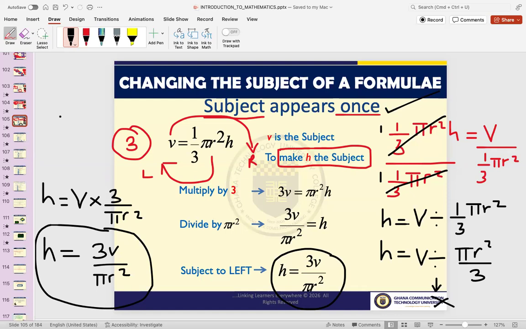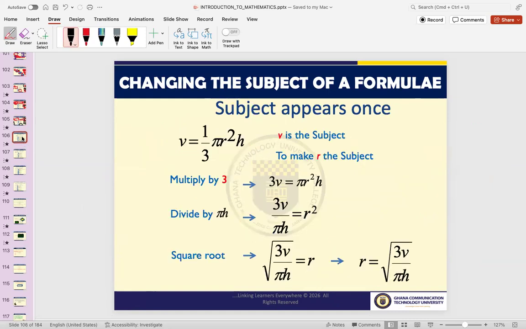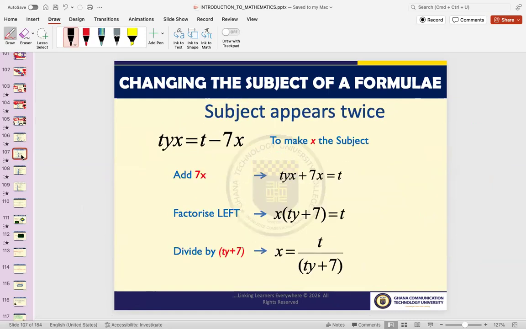So if you look at the forms we introduced, when the subject is appearing once, we have done 3 examples so far. Let's look at the second form, when the subject is appearing twice, or when the letter is appearing twice. Let's see how to go about it. This will be our first example on that. Look at the expression. It says tyx is equal to t minus 7x.